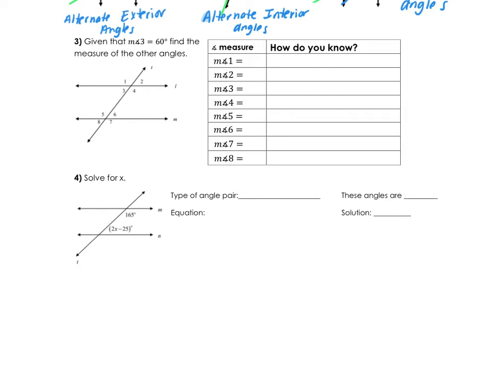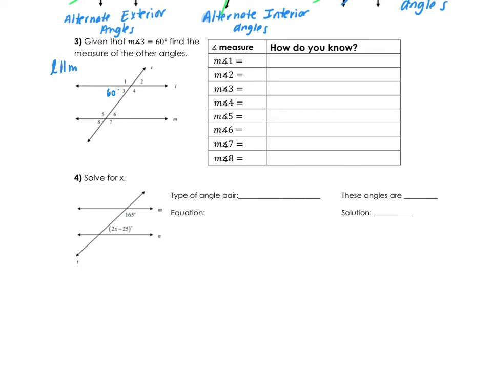Okay, for number 3, it says given that the measure of angle 3 is equal to 60 degrees, I'm going to put that right in there, find the measure of the other angles. Well, first, I want you to put something down that's important. We can't really solve this unless we know that L is parallel to M.